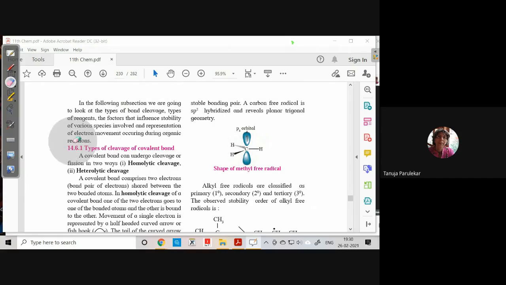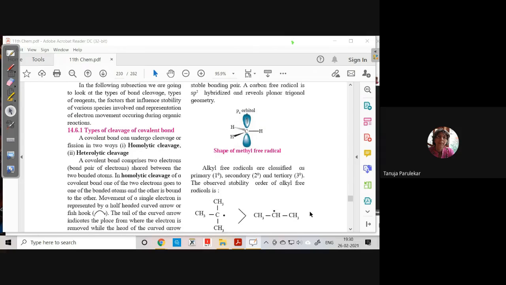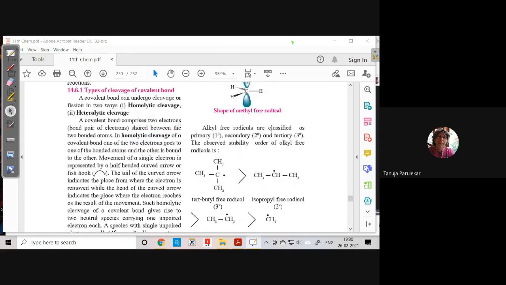Now these free radicals can be classified according to the carbon atom which is carrying the free electron. Alkyl free radicals are classified as primary, secondary, and tertiary, and this is the methyl free radical.